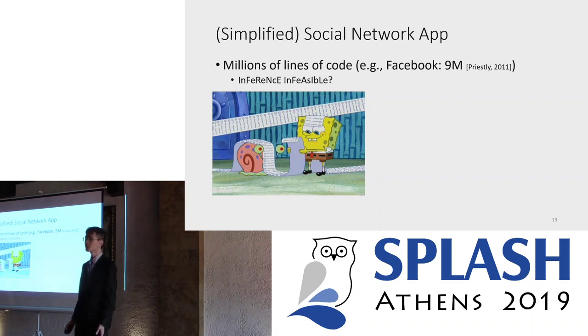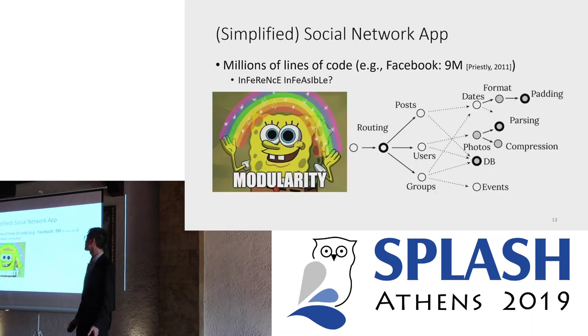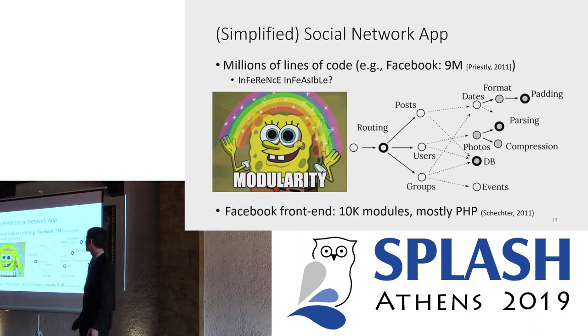Fortunately, however, modern programs have modularity. Facebook, for example, you could consider to contain posts modules, a users module, groups module, and so forth. And back in 2011, it was estimated to have 10,000 modules. So that means instead of trying to infer 9 million lines of code at one time, it's on average more like 900 lines, which is much more tractable.